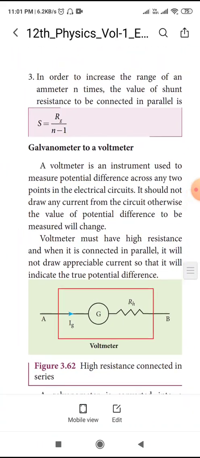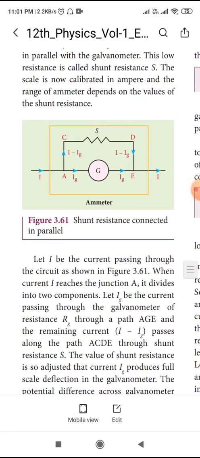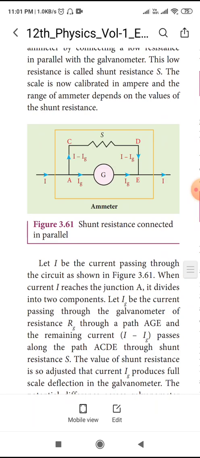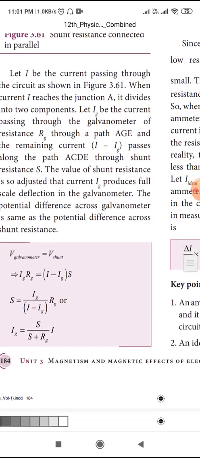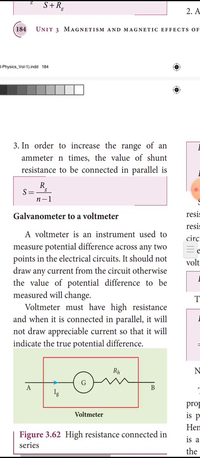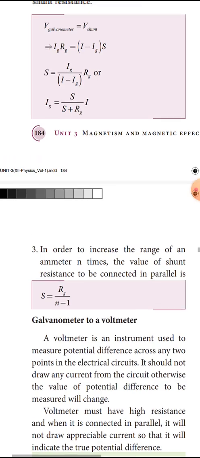And here conversion of galvanometer into ammeter and voltmeter. How will you convert the galvanometer into an ammeter? By connecting shunt resistance, that is a low resistance, in parallel, and you have to find out what is Ig. And how will you convert a galvanometer into a voltmeter? By connecting a high resistance in series. There low resistance in parallel, here high resistance in series.